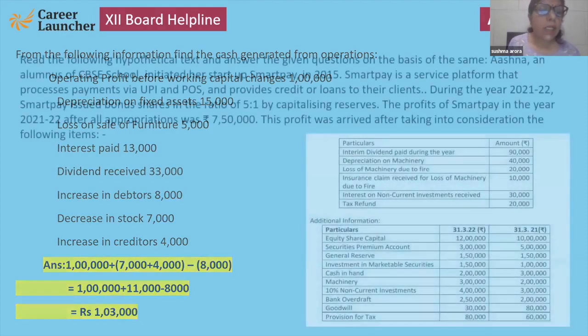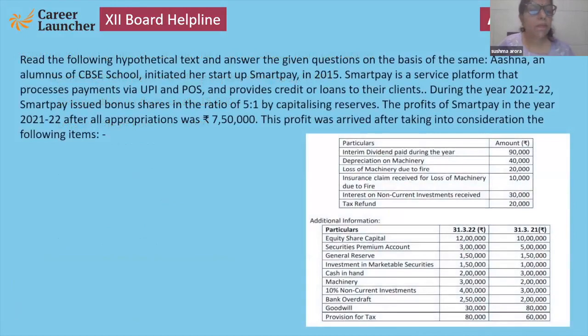Next question. Yes, please read the question. Read the following hypothetical text and answer the given question on the basis of same. Alumni of CBSE school initiated her startup Smart Pay in 2015. See, this year, CBSE is going to change the question paper pattern. They can give you some case study, but case study is also based on concepts. Okay, so read that question carefully. It is a service platform, processes payments via UPI and POS, provides credit or loan to their clients.